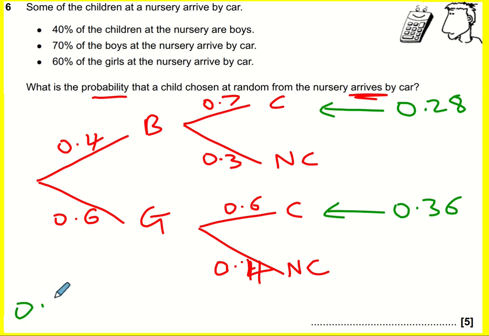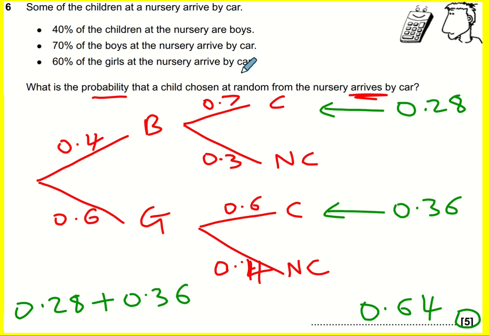add them up. 0.28 plus 0.36, and that is equal to 0.64, or 64% of the children arrived by car. Probability is therefore 64% or 0.64.